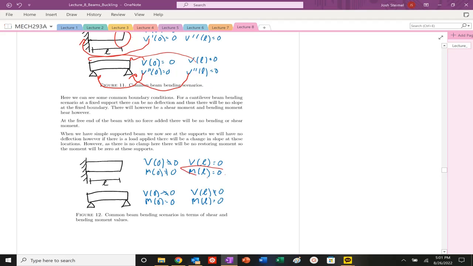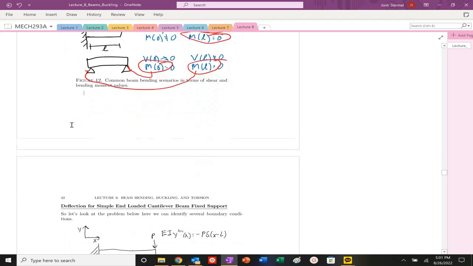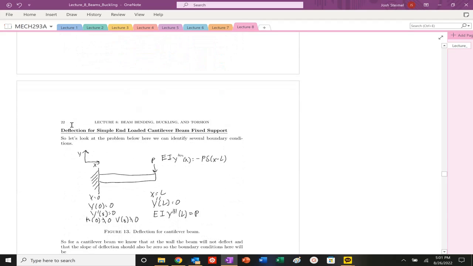So those are really key critical boundary conditions that you can use to solve a lot of the problems that we're going to see in this course. So you're going to have to rely on the basics, and we're going to have to solve these ODEs and then see if our expression makes sense intuitively. So we'll do that next time for a simple end-loaded cantilever beam. See you then.